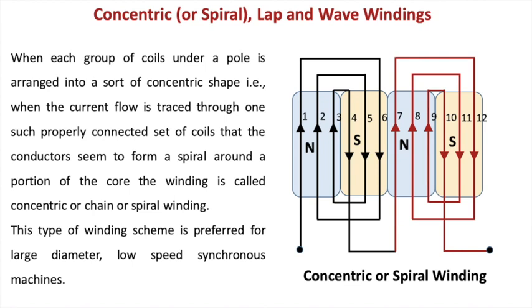This type of winding scheme is preferred for large diameter, low speed synchronous machines. Now over here you can see one spiral is being formed from 1 to 6, then 2 to 5 and 3 to 4. So that acts like a complete spiral winding. Similarly, the other set of poles is formed by the other spiral set of windings, that is from 7 to 12, from 12 to 8, 8 to 11, 11 to 9 and 9 to 10. So this is a spiral winding.